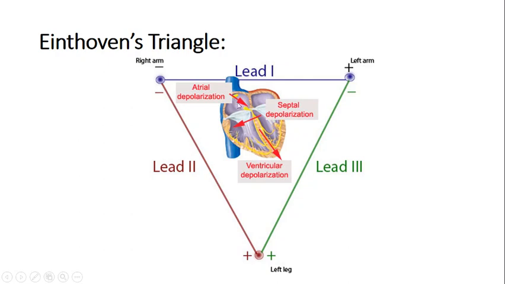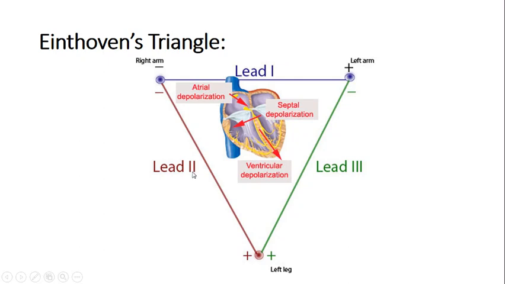If you had a lead that was going directly perpendicular, and this wave of depolarization was coming exactly at that perpendicular line, you'd actually get what would look like asystole, a flat line, because the wave would not be coming towards or going away from the positive electrode.